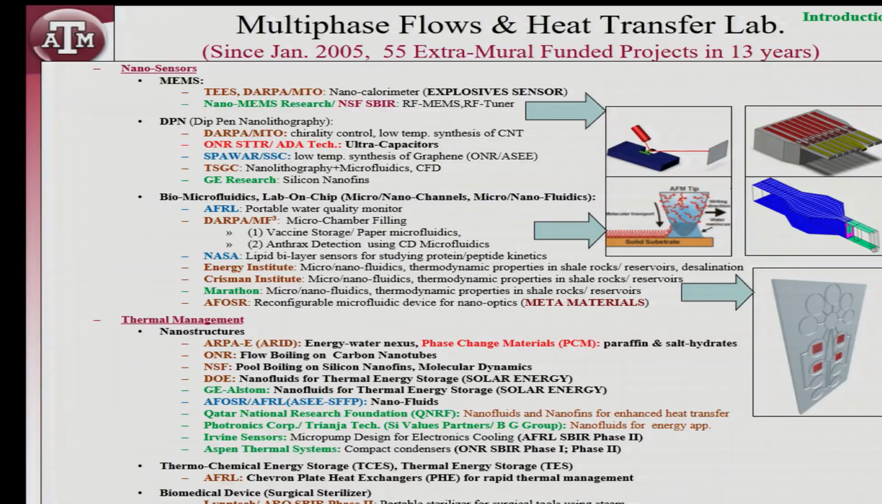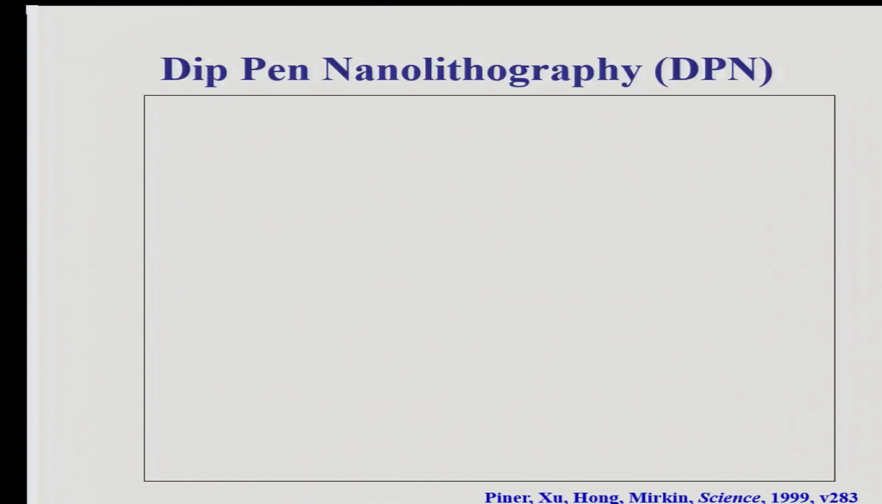So in terms of my presentation today, I'm going to be focusing on boiling on nanostructures, and also on nanofluids, and then micro and nanofluidics. But initially I'll get started with dip pen nanolithography. So how does dip pen nanolithography work? Well, it turns out there is a very interesting multi-phase flow that happens on the nanoscale.